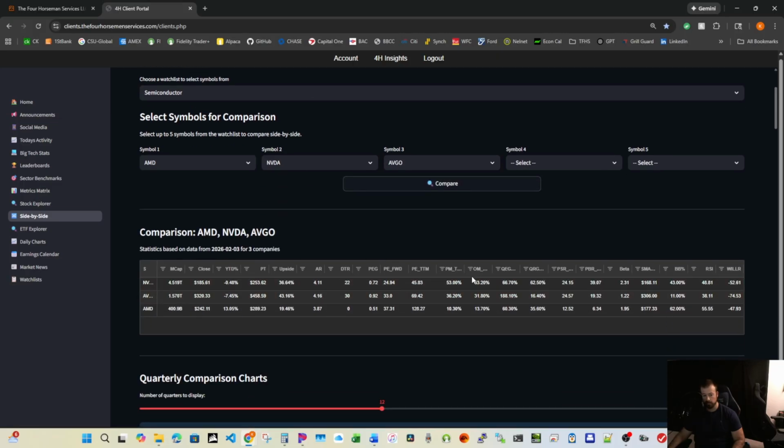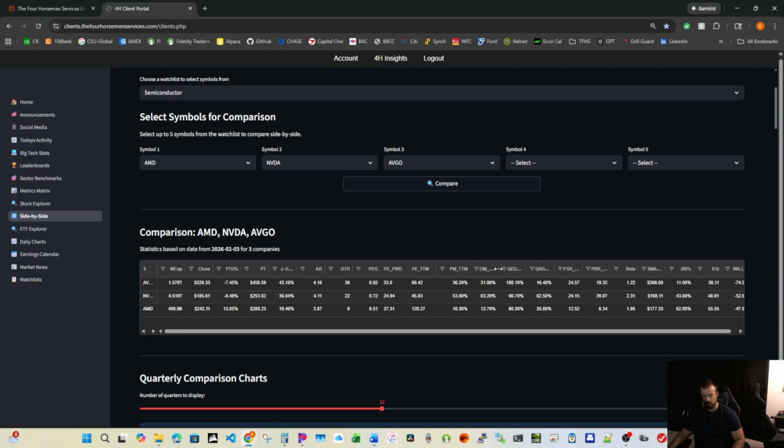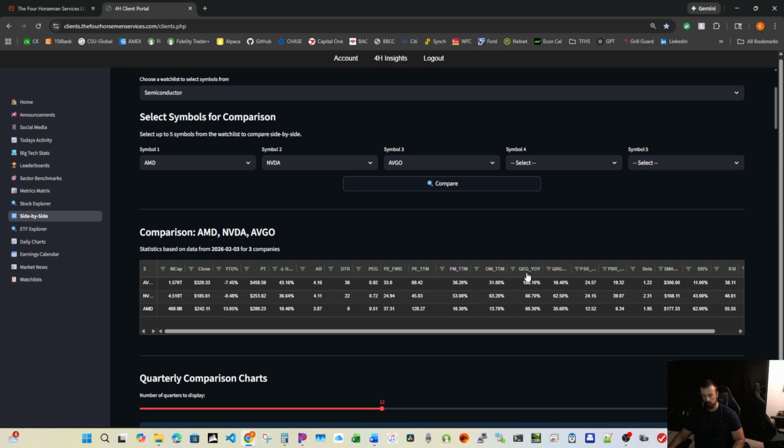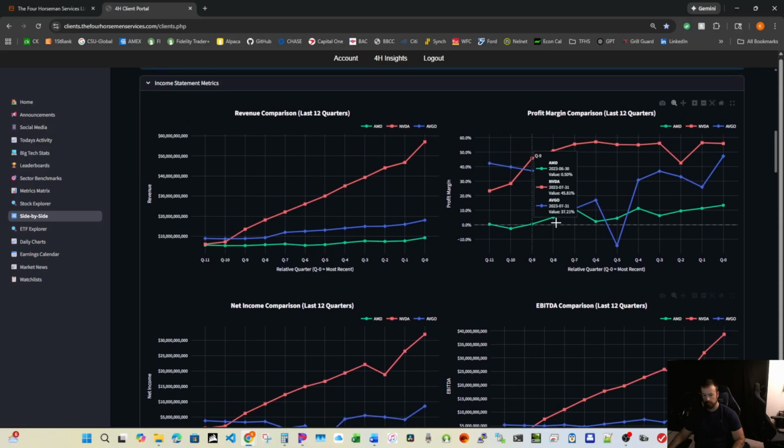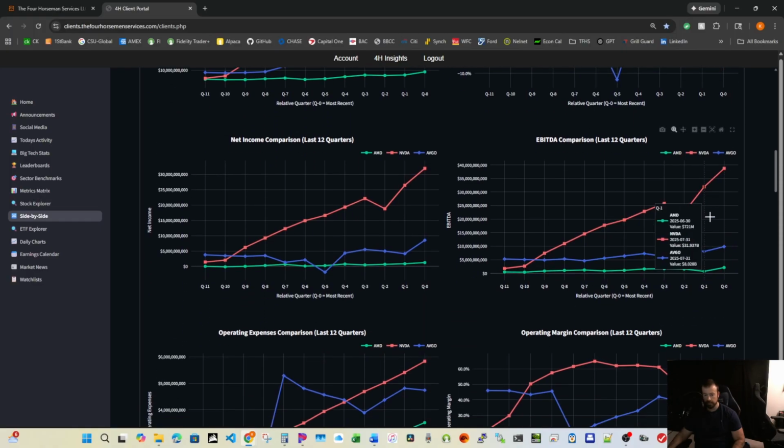I get a nice little breakout of different information that shows, again, the upside potential, the price targets, the year-to-date information, closes, profit margins, operating margins, quarterly earnings growth, quarterly revenue growth. But I also get a comparison of each ticker against each other. So as I can see here, on revenue, Nvidia has been crushing it compared to the competitors. If I wanted to look at profit margins, Nvidia still has the largest profit margin. If I wanted to look at EBITDA comparisons, Nvidia still has the largest EBITDA.